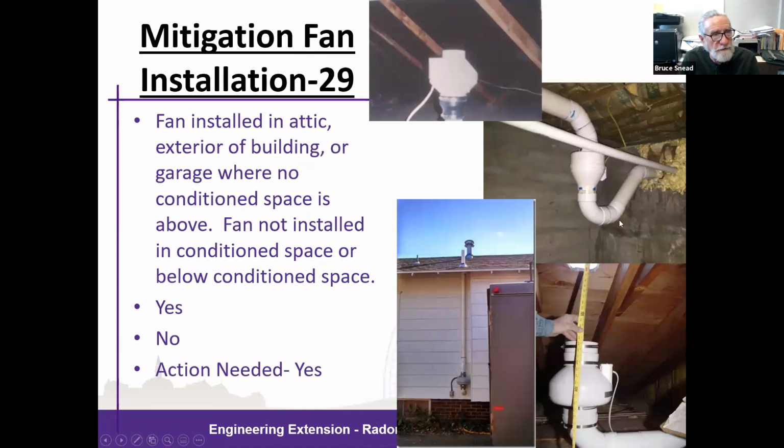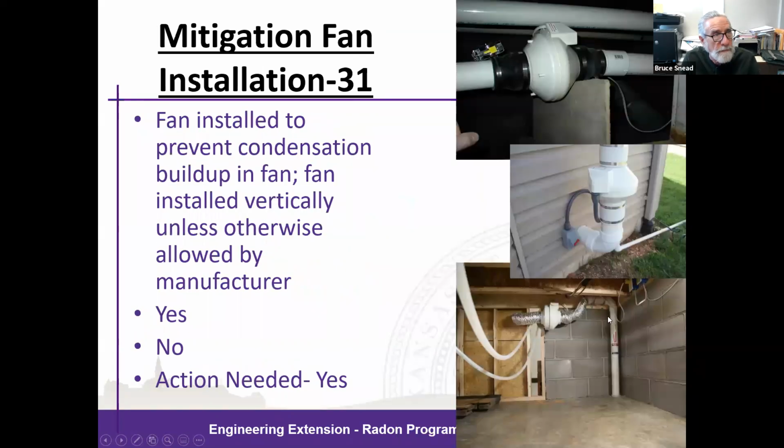Here's the fan. Is the fan installed either in an attic, on the exterior of the building, or a garage where there's no conditioned space above? Yes or no, and what action is needed? So you can see an exterior mount fan here. You can see an improperly discharged and configured fan with no venting through the roof in the upper portion. Here's a fan that's upside down, and here's one that's being installed in an attic. Where the fan is, is a key issue.